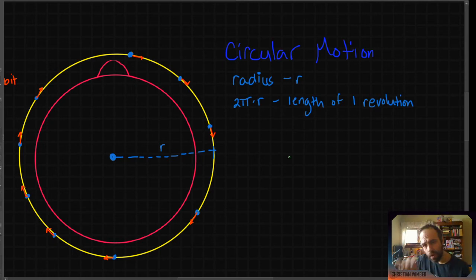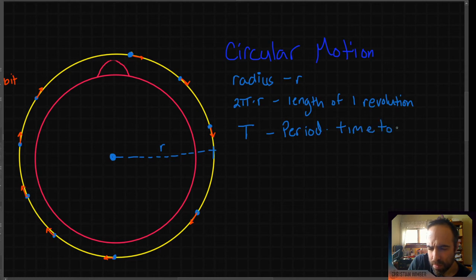If you want to know how far you have to go, it's just 2 times pi times r. You guys have done that math. There are a few other things you need to know. The amount of time it takes to do the path once is called the period. This is the time for one go around once.